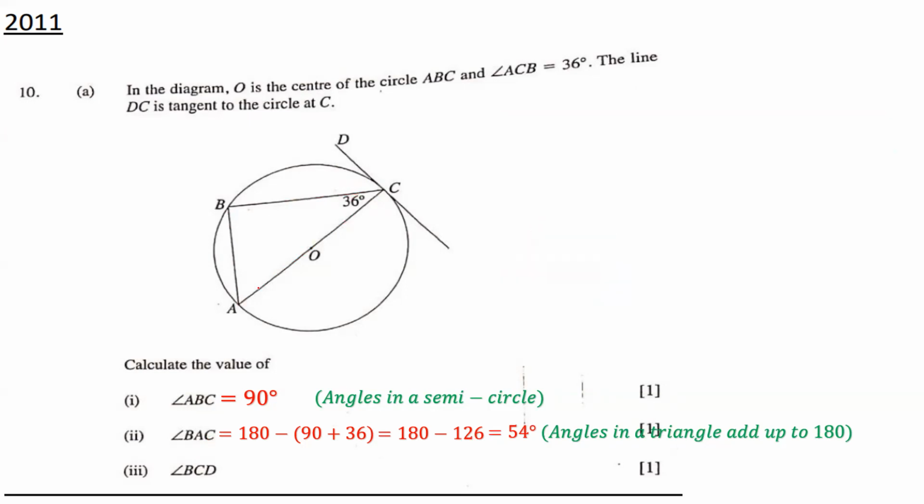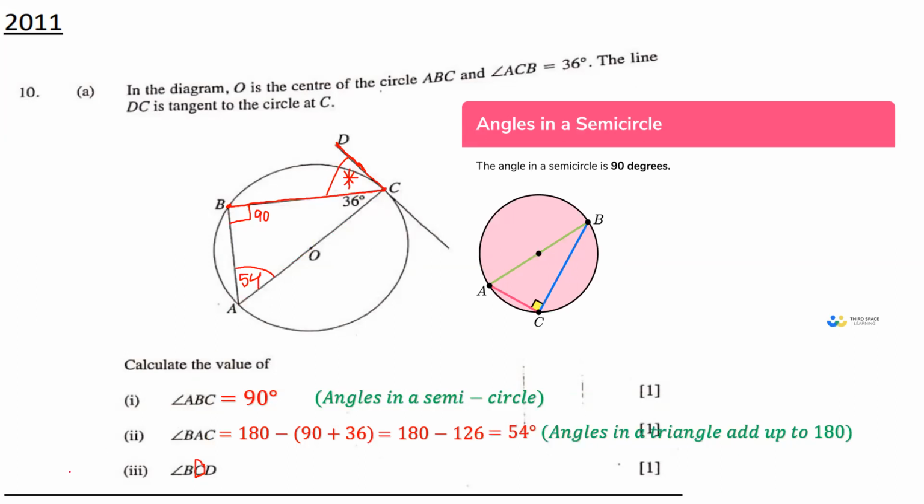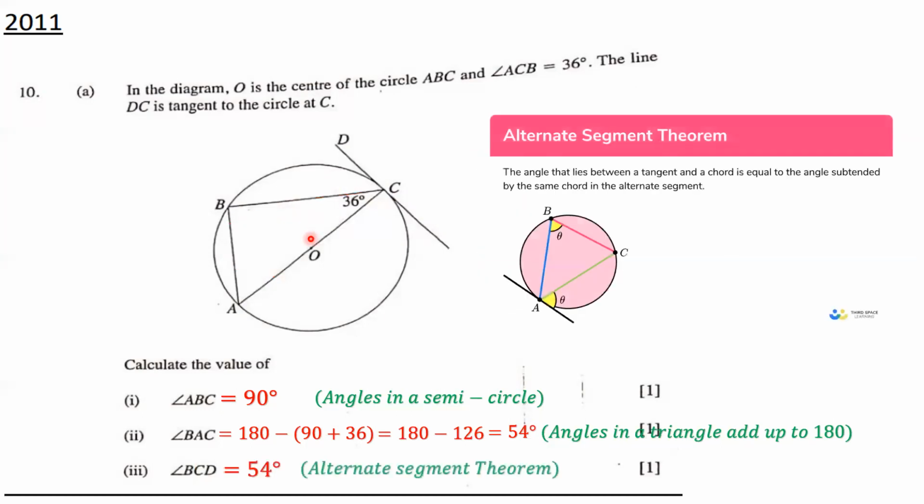And so if we look carefully at this, what we'll see is we have the tangent, which is DC. We have the chord, which is BC. And the angle formed between the chord and the tangent is the one I have an asterisk. And the angle that is subtended by the same chord is going to be the angle that measures 54 degrees. And so that means that C is going to be equal to what? 54. And the reason why C is equal to 54 is because of the alternate segment theorem.